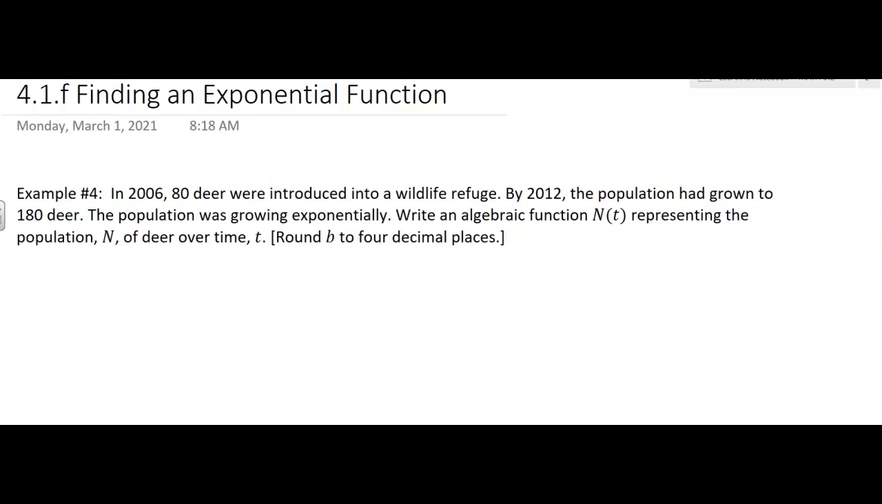Okay, so in this example, they want us to find the exponential function. In the last example, they gave us the function and we were just using it. But now we have to find it ourselves.